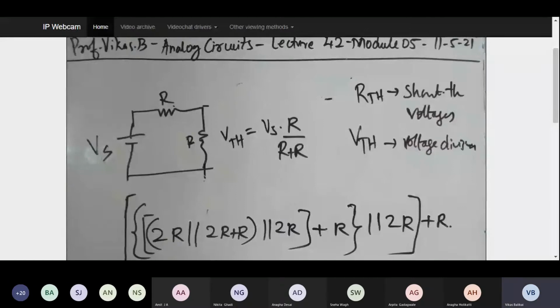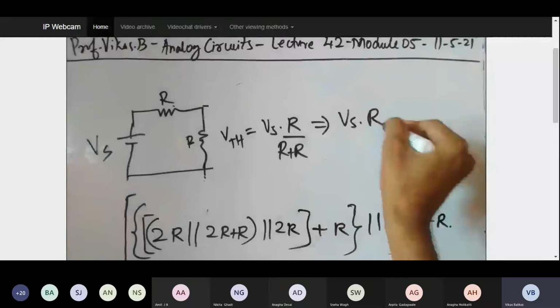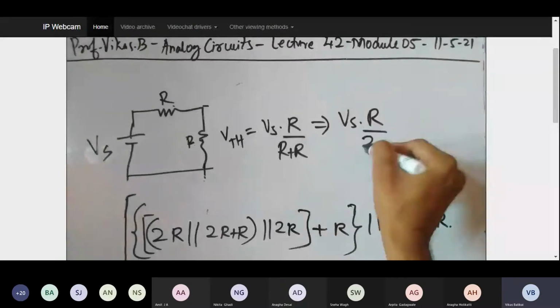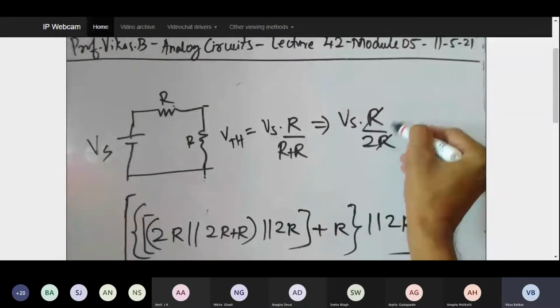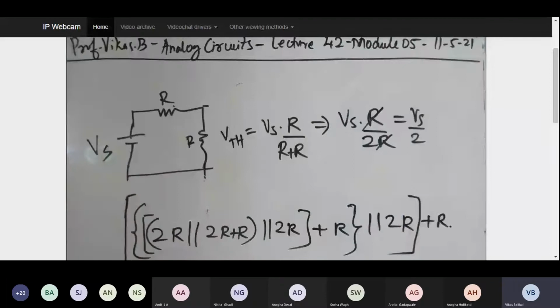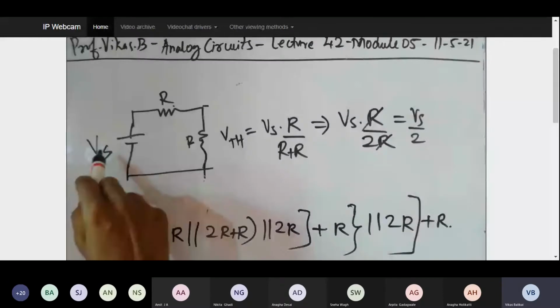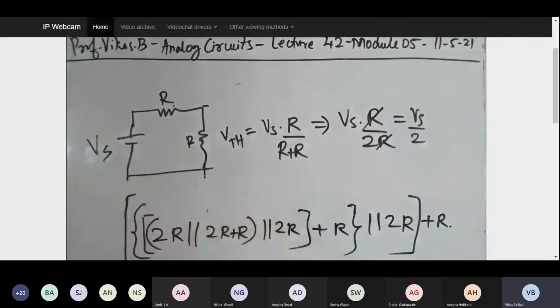So if I do this calculation, what am I going to get? Vs R by 2R, R and R cancel out, and I get Vs by 2. So whatever voltage I have taken over here, if it is 10, it becomes 5; it is exactly half. So that is my Thevenin equivalent voltage for this first stage.